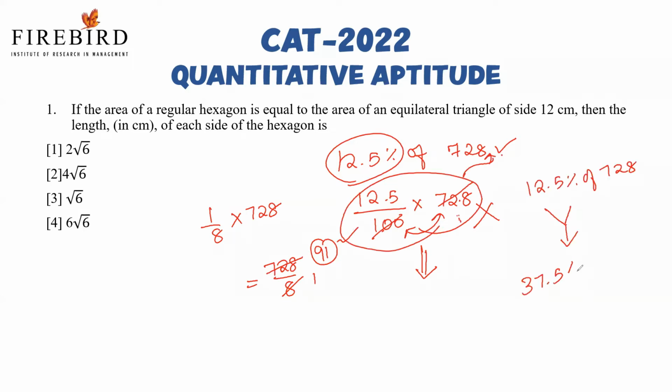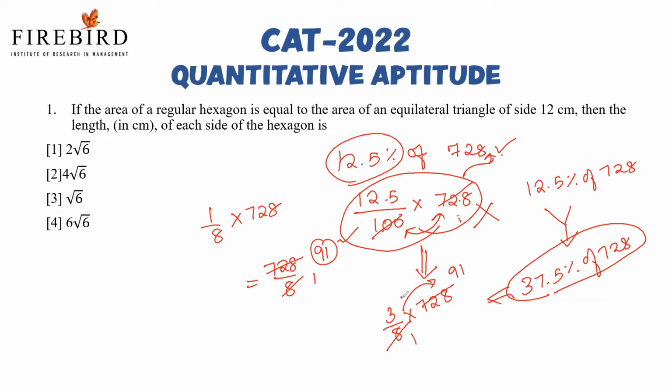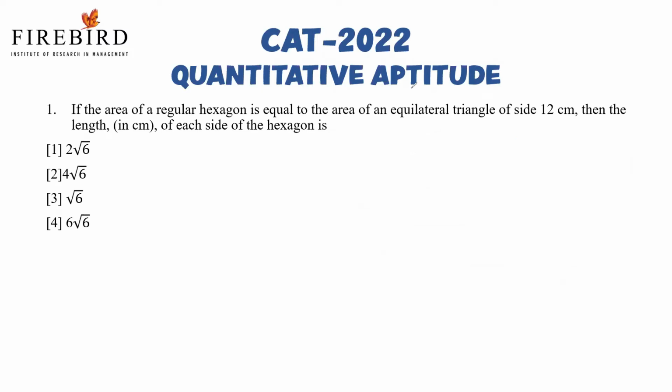If you find 37.5 percentage of 728, 37.5 percentage is nothing but 3 by 8. So 3 by 8 into 728. 8 into 91 is 728. 91 into 3 is nothing but 90 into 3, 270, and 1 into 3 is 3, so 273 is your answer. Do you understand this?